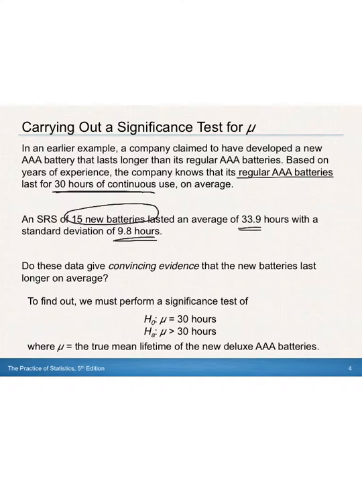We're going to go ahead and run a significance test to find out if this data gives convincing evidence that the new batteries last longer on average. So our null, of course, is going to be the accepted thing over time, which is the 30 hours of continuous use. And since they thought the new batteries lasted longer, we're going to do a one-tail test looking from the test statistic to the right, because we're looking at greater than.